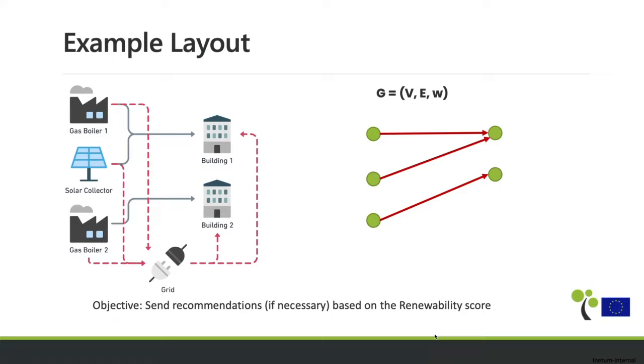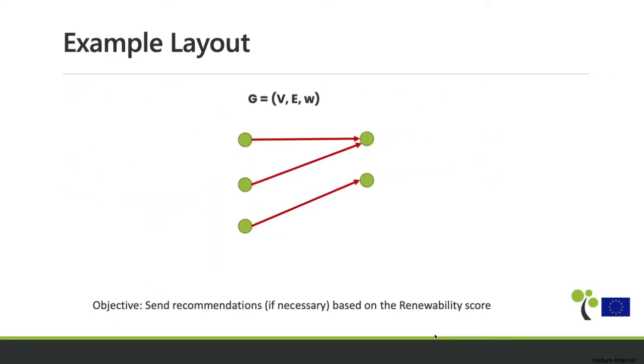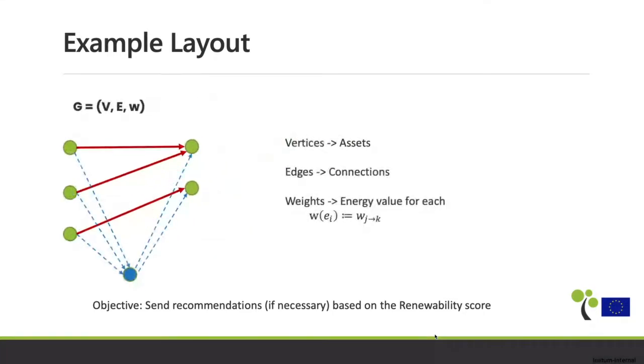We have the nodes, or the vertices, which relate to energy assets, whether they are consumption or production. We have the edges, which are the connections, and the weights are the value of each of these vertices and edges. For instance, I put an example there of the annotation that we're going to use going forward, which is that the weight of that edge is basically the energy that is being shared from asset J to asset K.